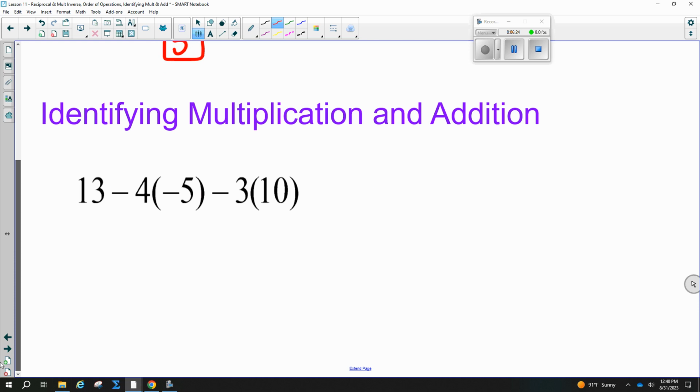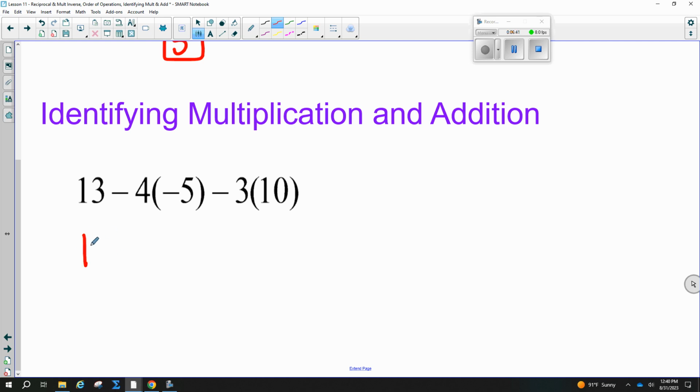Identifying multiplication and addition. Just really make sure that you don't treat that as a -5. That is a 4 times -5 right there. Just those back-to-back parentheses. I feel like we just did these. Again, the subtraction comes last. So I'm going to rewrite the 13.